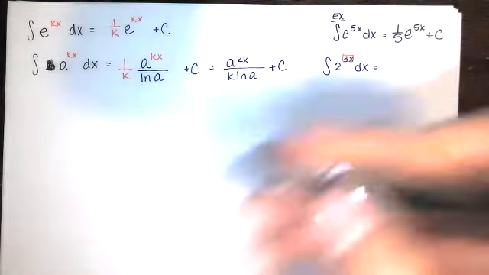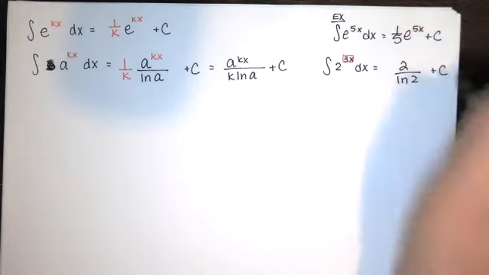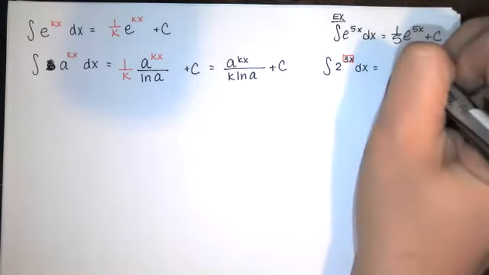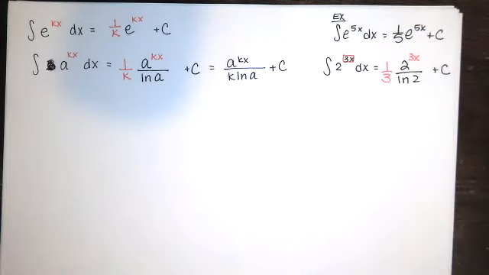The antiderivative of 2 to some power is 2 to that power divided by natural log of 2, natural log of the base, plus c. Put the 3x back inside, and don't forget to divide by the 3. Okay.